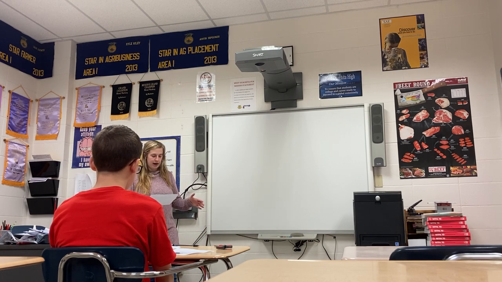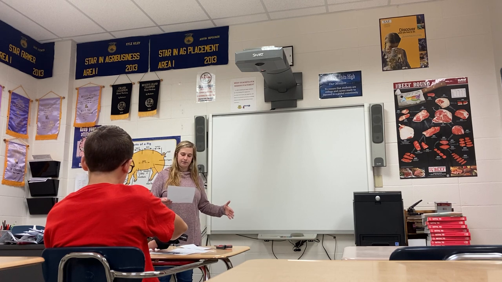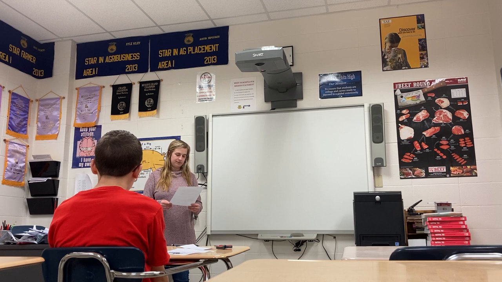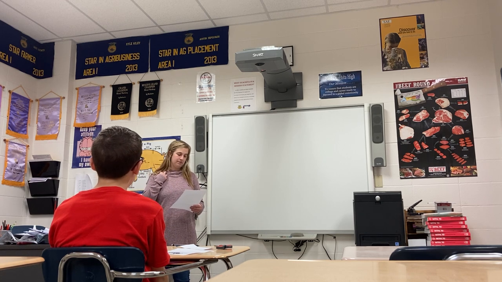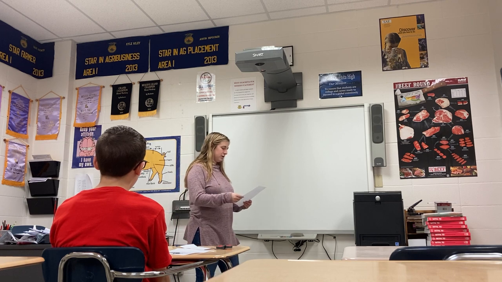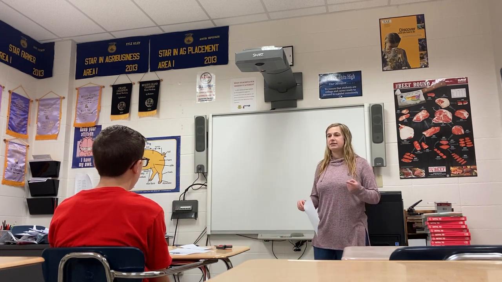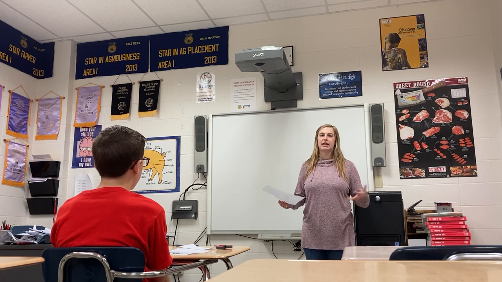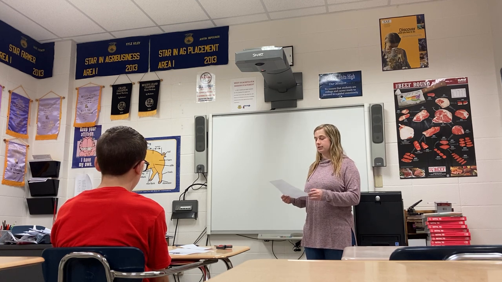So, how do you know if an insect is an insect and not another animal? Colin? They have 3 body parts, 6 legs, and antenna. Okay. Very good. So they have to have 3 body parts. They have to have 6 legs or 3 pairs of legs. They have to have antennas and they have to have wings. Those are the classifications of an insect.